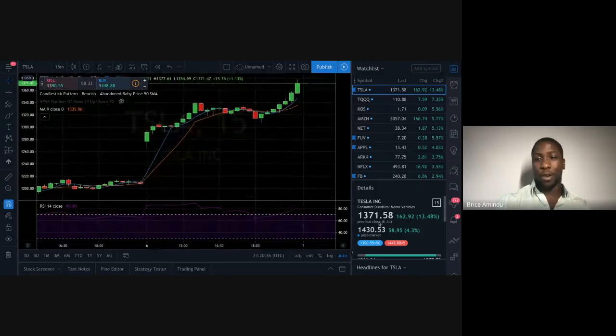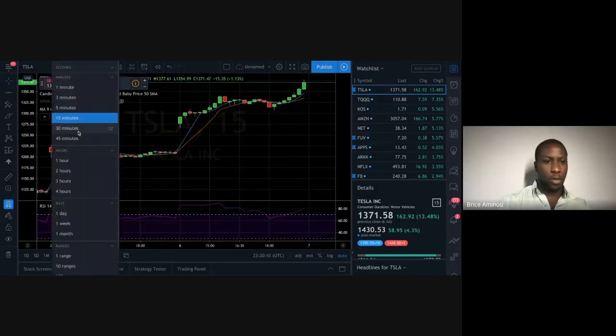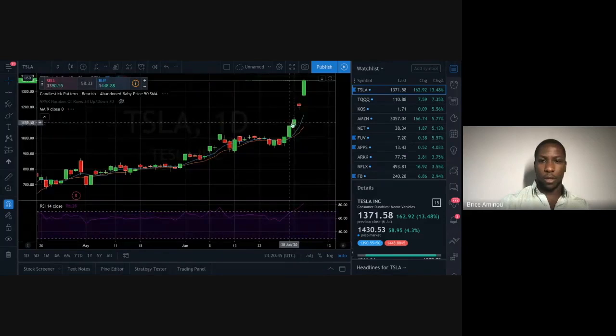Because even after market, it's still 4% up. So it was really impressive. I think during the last 4 days or something. Yeah, really impressive.